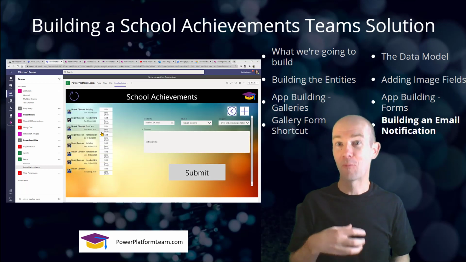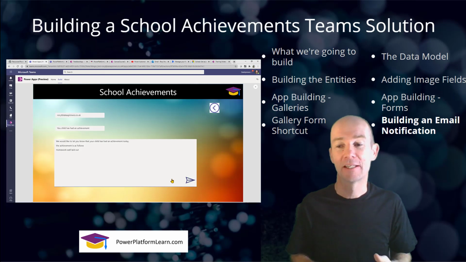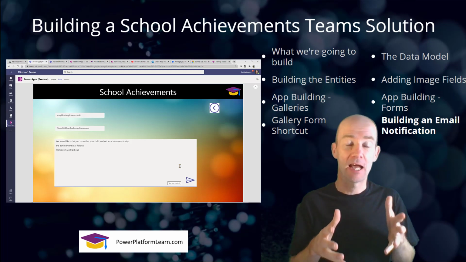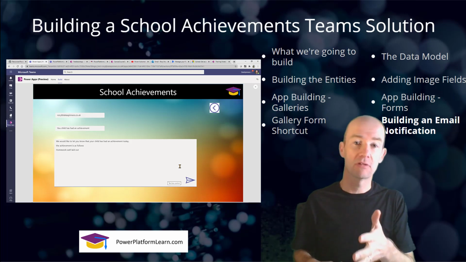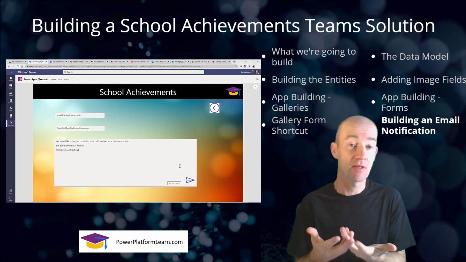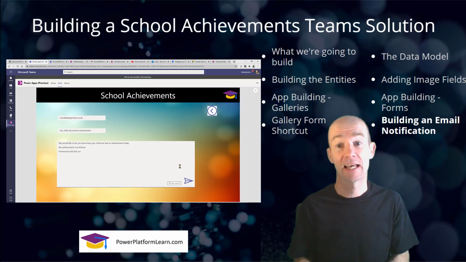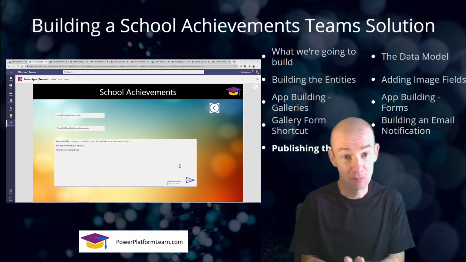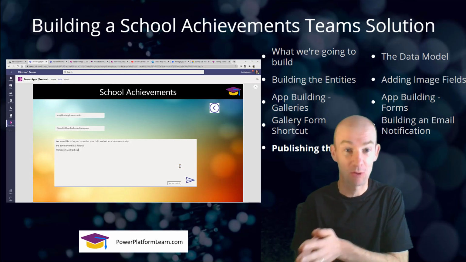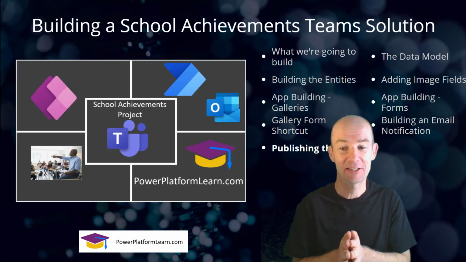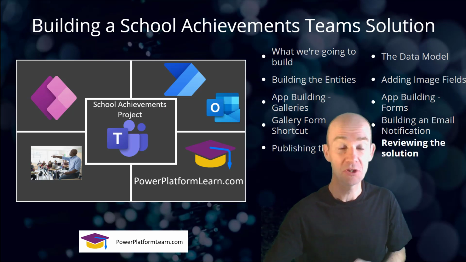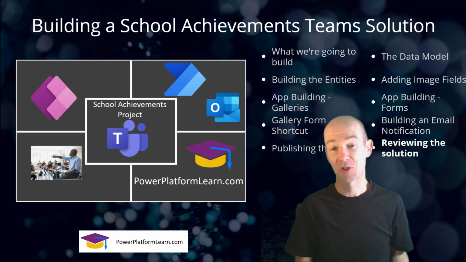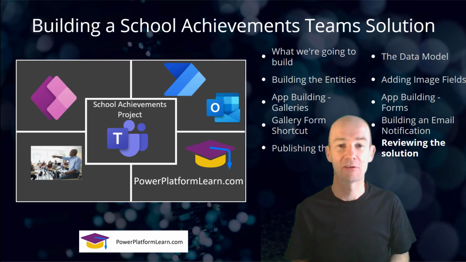And then we're going to really move things forward so that when that achievement has been raised, an email will go out to the parent or guardian to say that their child's achieved something special that day. Finally, I'm going to show you how to publish the app. And in fact, we'll have done that before the email stage. And once we've done that, we're just going to do a review of the solution. So now what we're going to do is just switch over and take a look at the final solution.